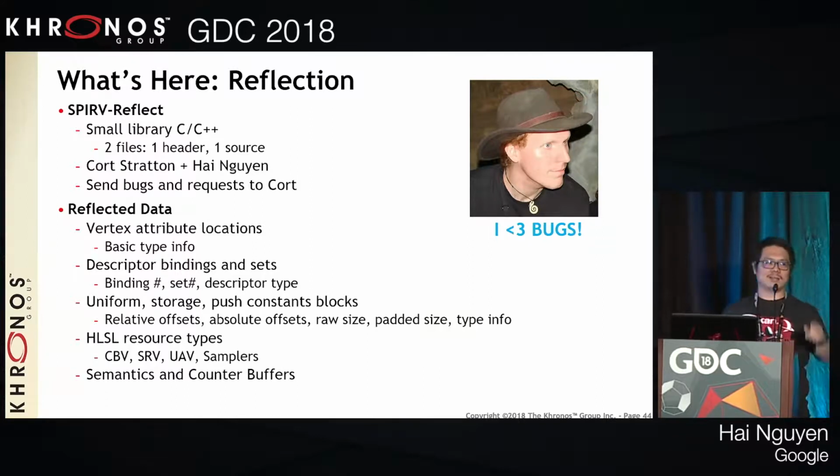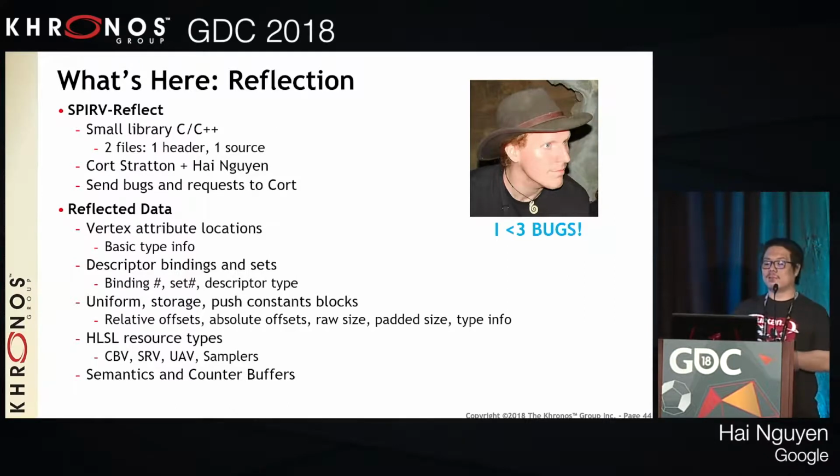This is what it looks like. He's right over there. And this is the data that it reflects: vertex attribute locations, basic type information associated with that. Cort pointed out recently that it only assumes everything is 32-bit. So if you're trying to build a vertex input from that, you need to make sure that you correct it for whatever format you're using.